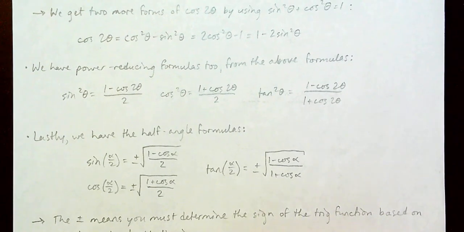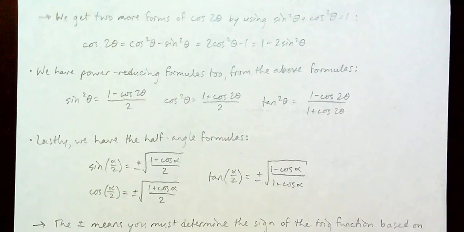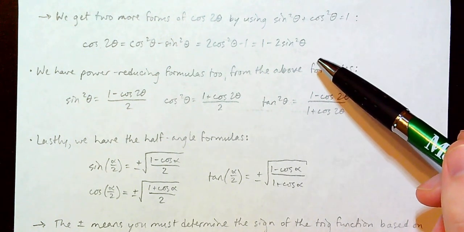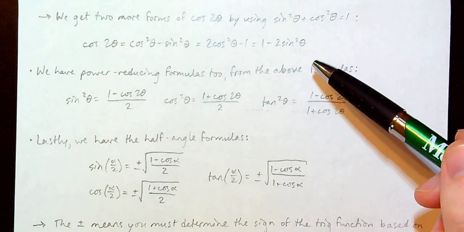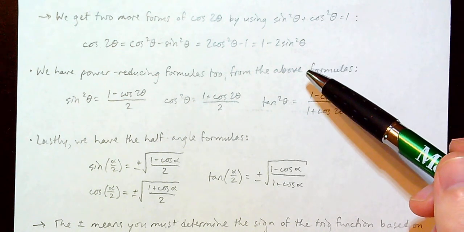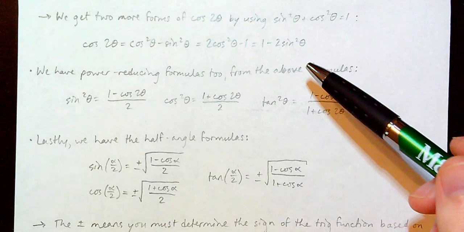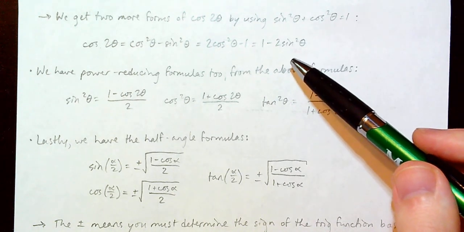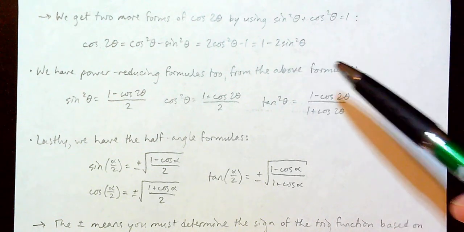The formula for cosine of 2 theta, though, has two other equivalent forms. We have cosine squared theta minus sine squared theta, but we can also have 2 cosine squared theta minus 1, or we can have 1 minus 2 sine squared theta. So these are two alternate yet equivalent forms for cosine of 2 theta.